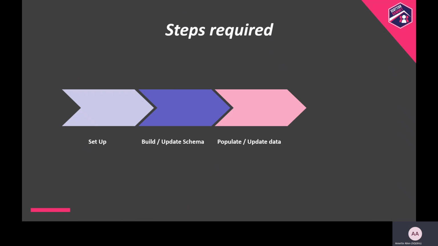Finally, we needed to be able to populate and update the data. Equally, once we had an environment built, it could be that data changed and we just wanted to update data, but we didn't need to update the schema. So these last two steps needed to be able to run independently to each other.